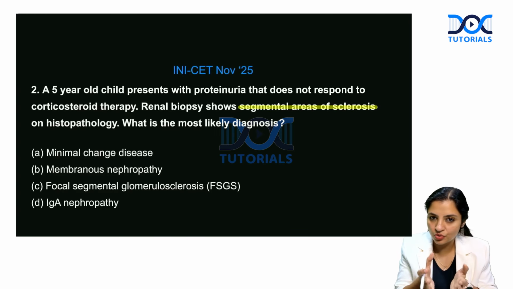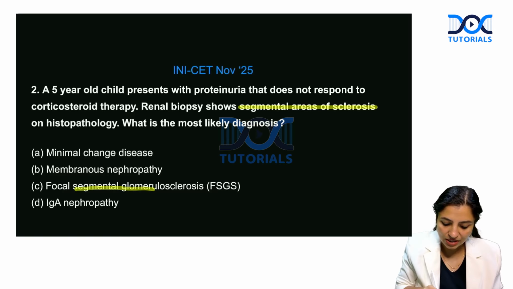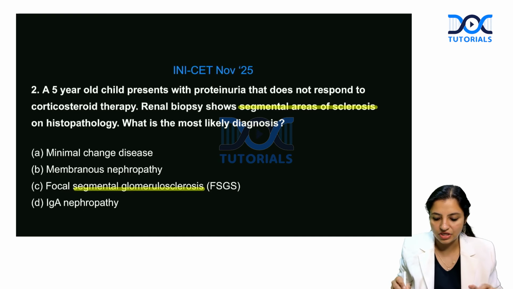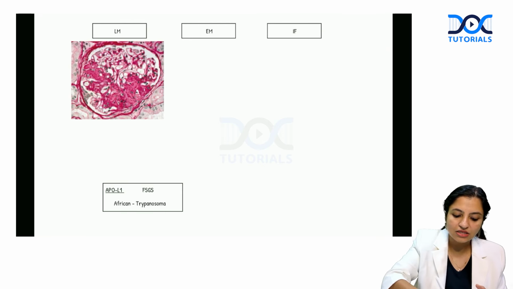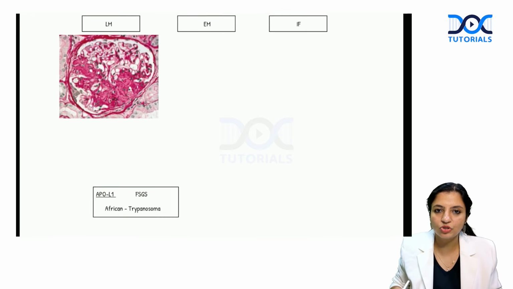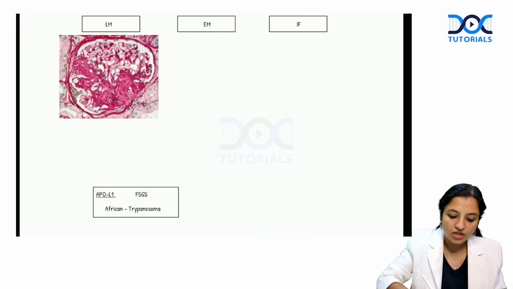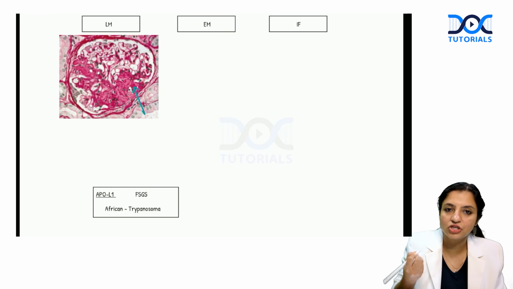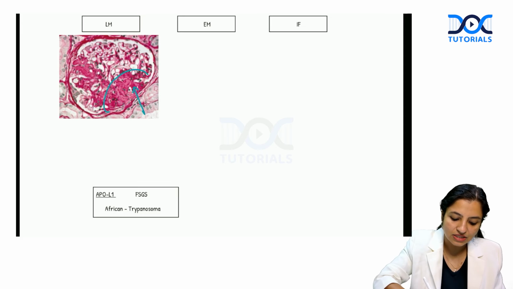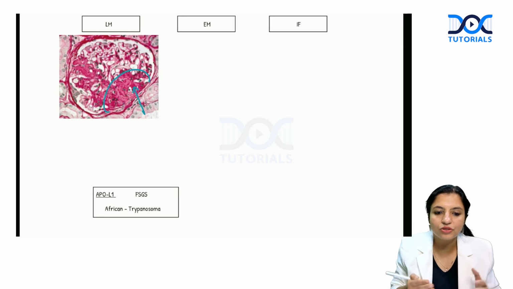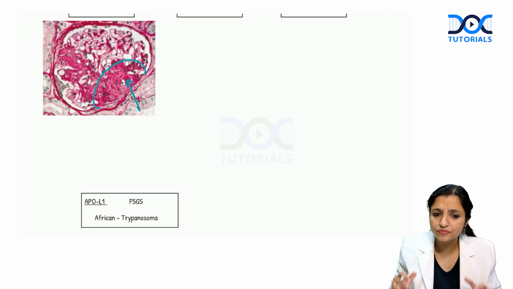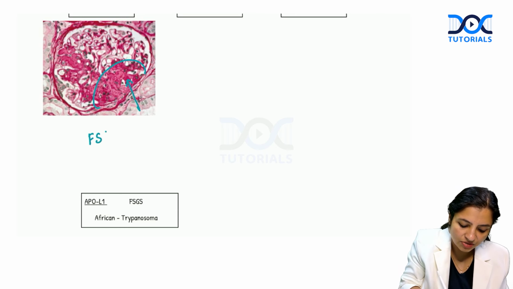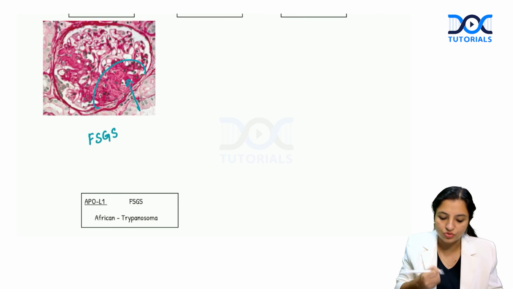Segmental areas of sclerosis they have already given. So this is segmental glomerulosclerosis, that is FSGS. I hope you understand this, that even if they give you a histopathology image, you should be able to identify it. Whenever they give you focal areas of sclerosis, that is sclerosed areas sticking to the Bowman capsule, this is a very classical image of sclerosis. So this is very typical light microscopy of focal segmental glomerulosclerosis.